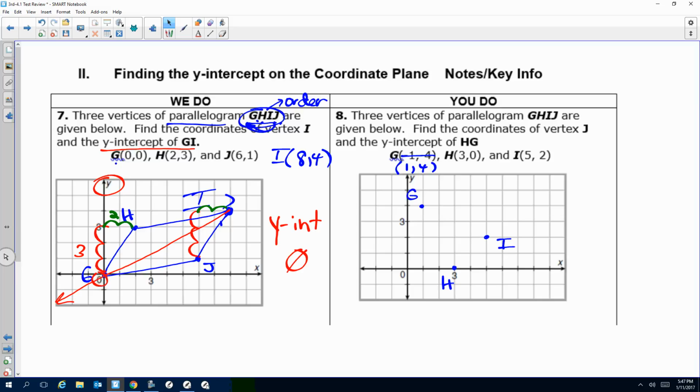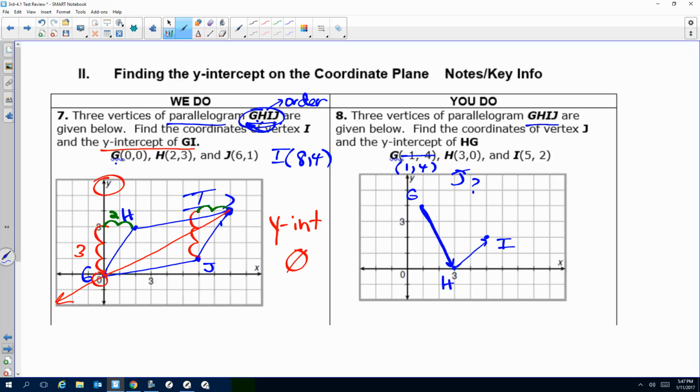Okay? Now, on number 8, there's a little typo. It's not supposed to be negative, it's supposed to be positive. So I went ahead and graphed them. And remember, order matters, so we're going G, H, I, J. So G gets connected to H, which gets connected to I. I gets connected to J. So J has to be somewhere over here, okay?